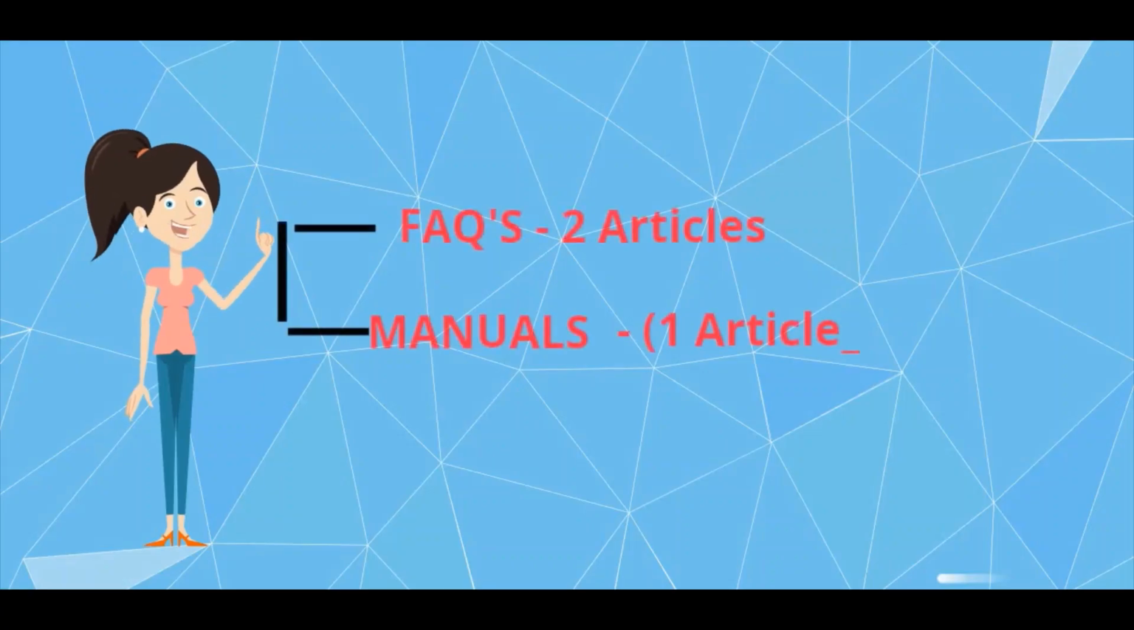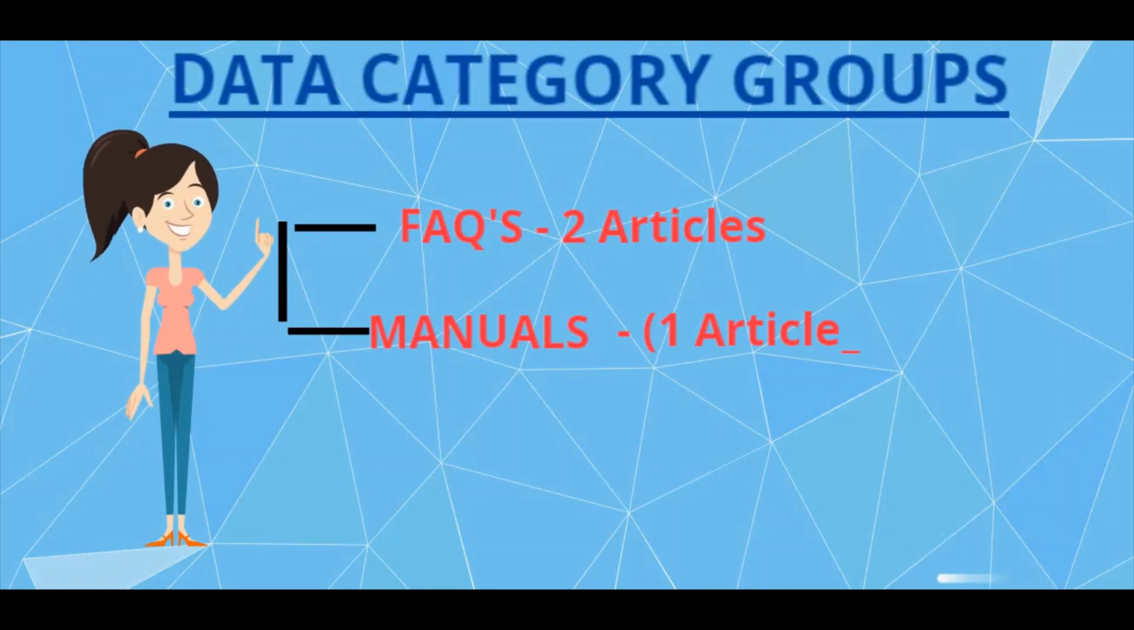Whenever we have thousands of articles of different record types, you need to categorize them so that it is easy for you to check the articles whenever you click on the category. We call this categorization in Salesforce data category groups. Here we can create 2 categories, like we have the record types. We can categorize as FAQs and manuals. So I'm having one as FAQ category and the second one as manuals.